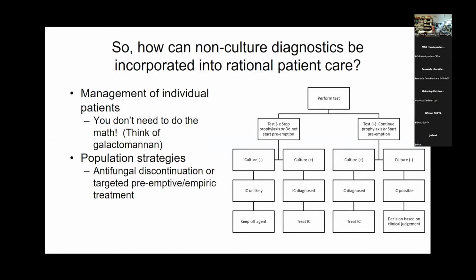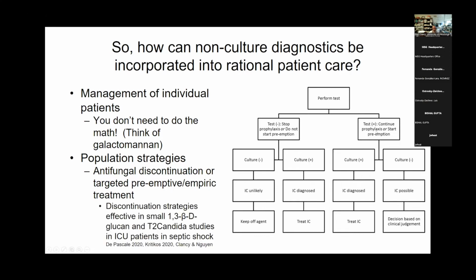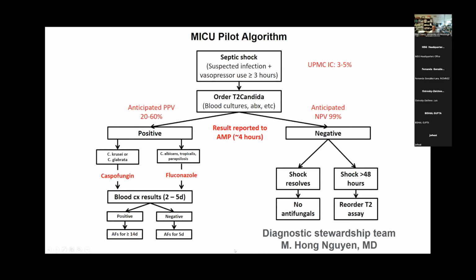So using it as part of antifungal discontinuation or targeted preemptive empiric treatment algorithms, where you're testing well-defined cohorts of patients, using negative results to not treat or positive results to treat. And there are emerging data now from individual centers in the United States and Europe that have shown in particular these discontinuation strategies with beta-glucan or with T2 Candida in ICU patients, including those in septic shock, might be viable. Dr. Hong Nguyen at our center and the diagnostic stewardship team rolled out T2 Candida first at our hospital in the MICU, looking at septic shock patients.